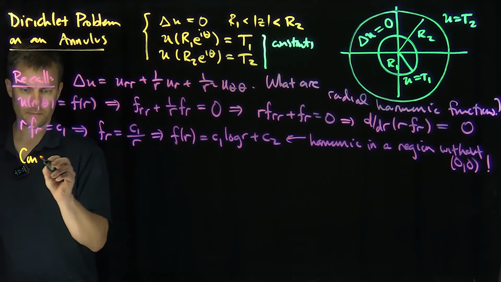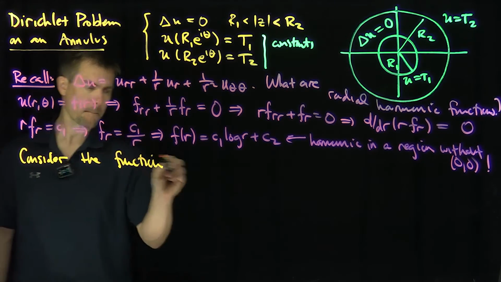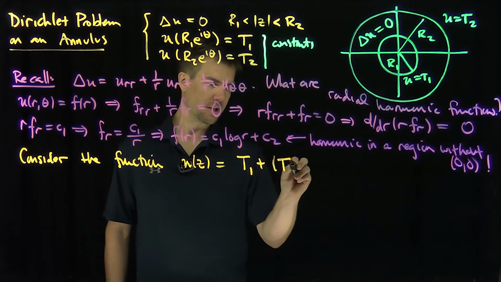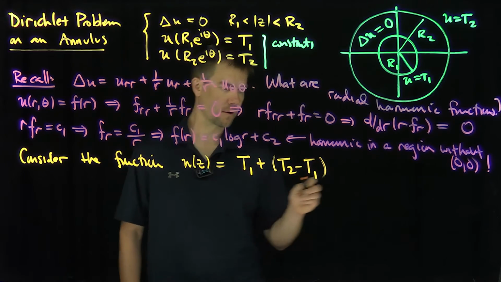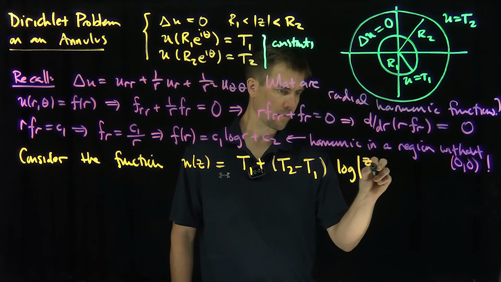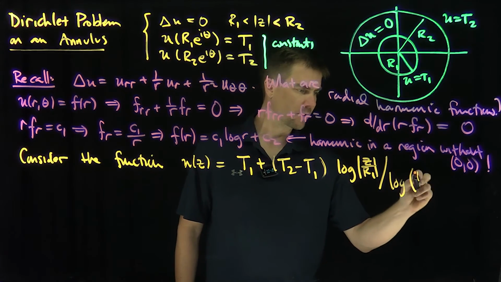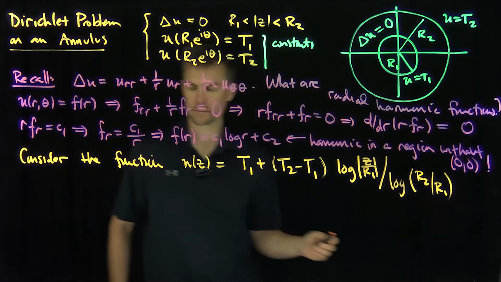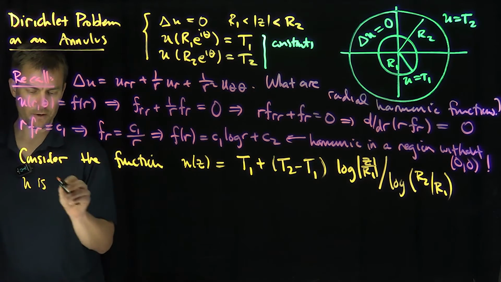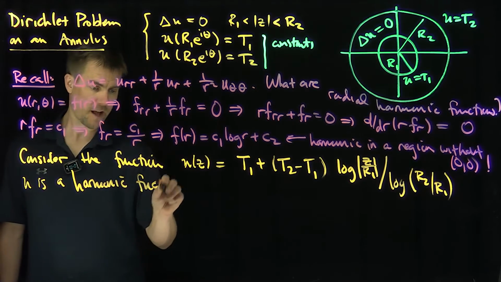So what are we going to do now? Let's consider the function u of z, which is T1 plus (T2 minus T1) times the ratio of logarithms: the log of mod z over r1, over the log of r2 over r1, okay? This function u is a harmonic function. That's good.